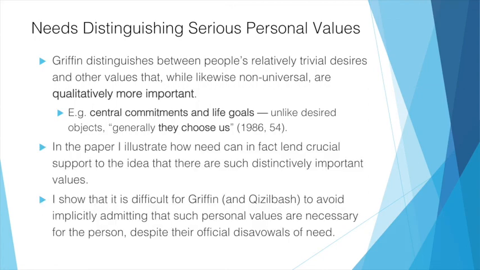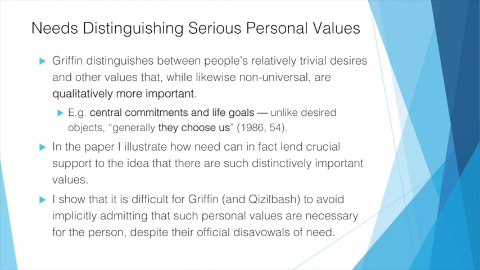In the paper I illustrate how need can in fact lend crucial support to the idea that there are such distinctively important values. Indeed, I show that it's difficult for Griffin to avoid implicitly admitting that personal values are necessary for the person's well-being, despite his official disavowals of the concept of need. This talk leaves out some important parts of the paper, but I'll end here with a summary of some of the contributions the concept of need can make.